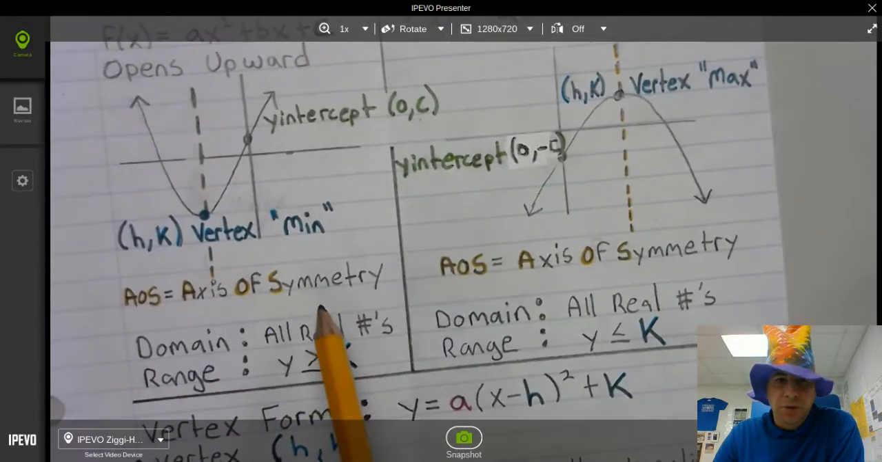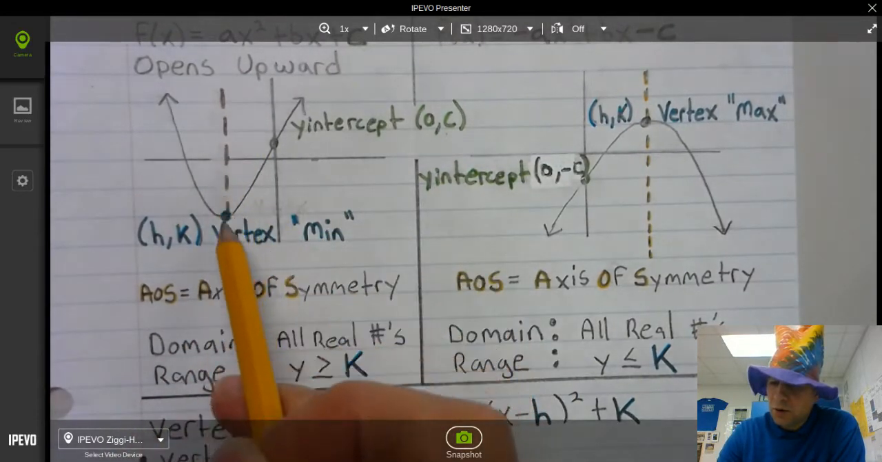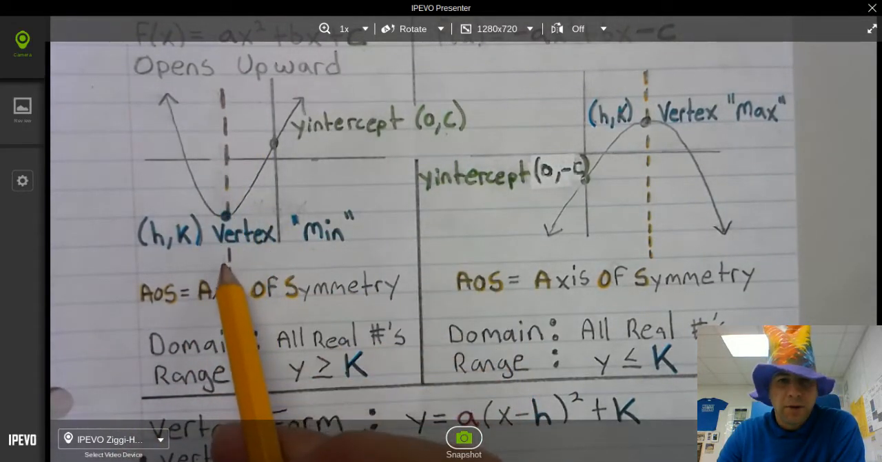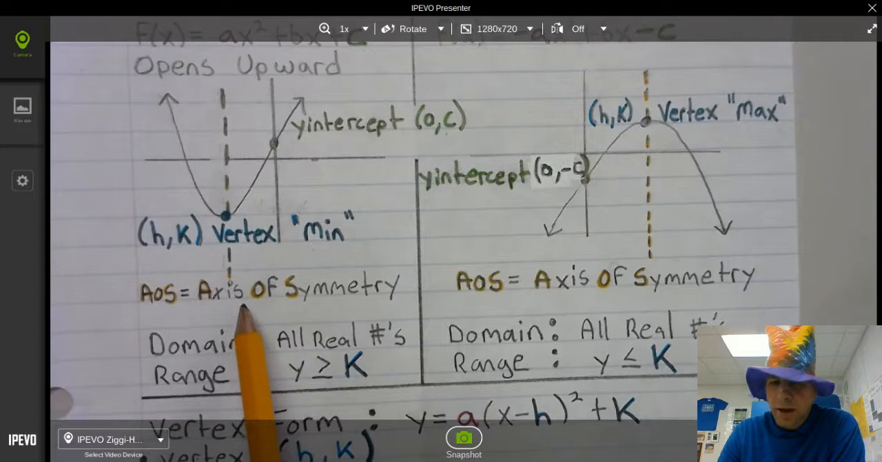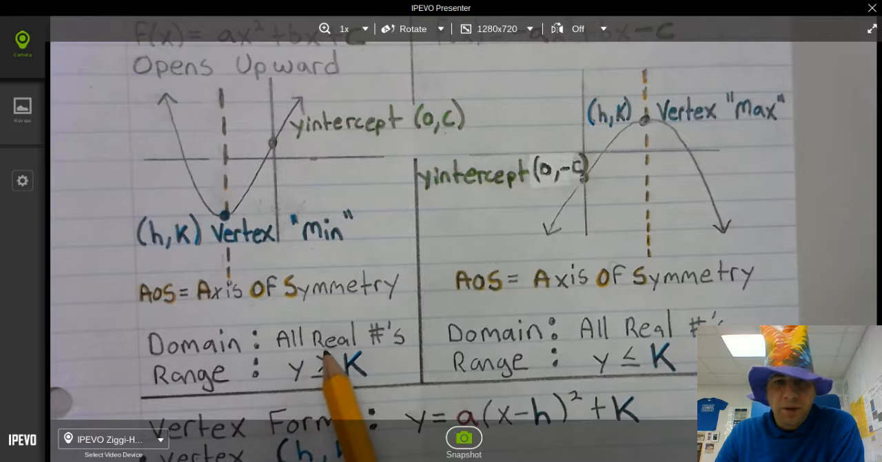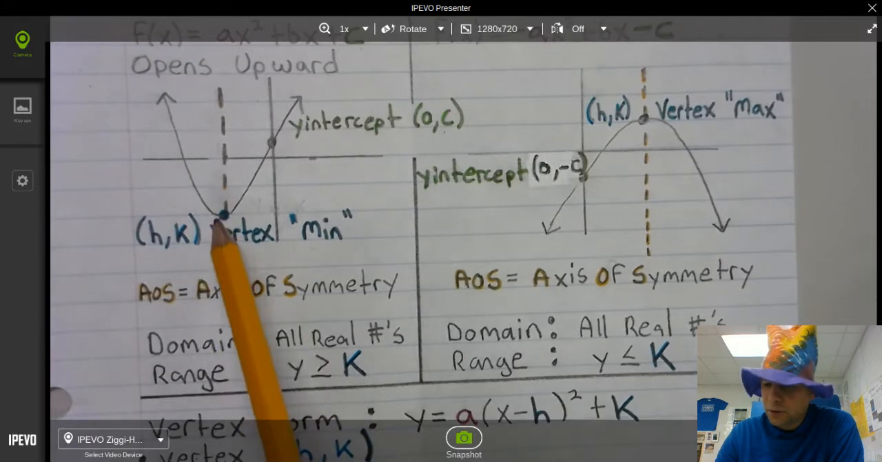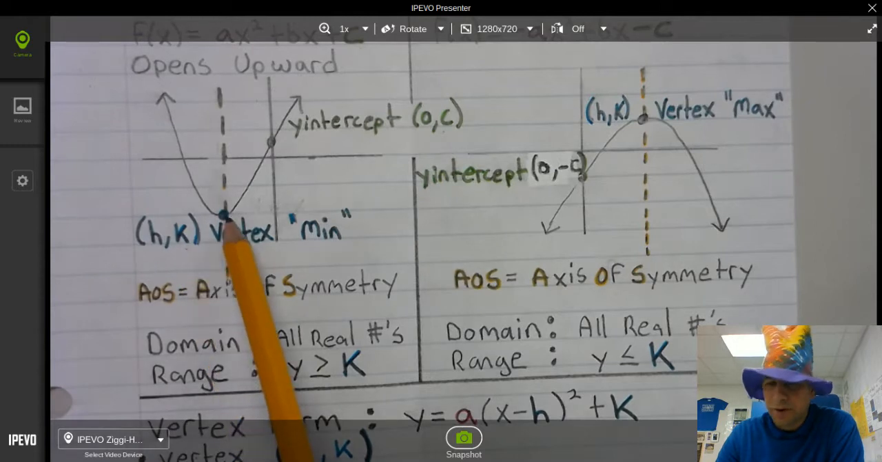The axis of symmetry is what cuts the quadratic, or the parabola, in half. And the way to find the axis of symmetry is you find your vertex. When you find your vertex, you'll find the axis of symmetry. The domain of a quadratic is all real numbers. And in this case, the range is y greater than or equal to the k value from the vertex.